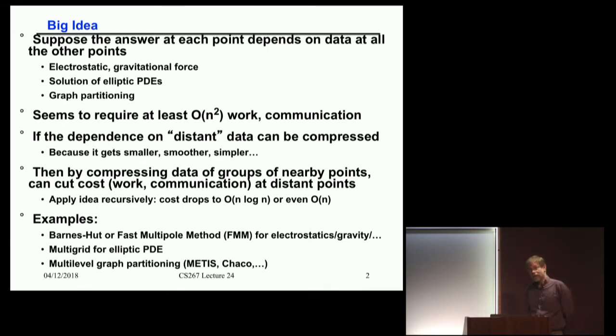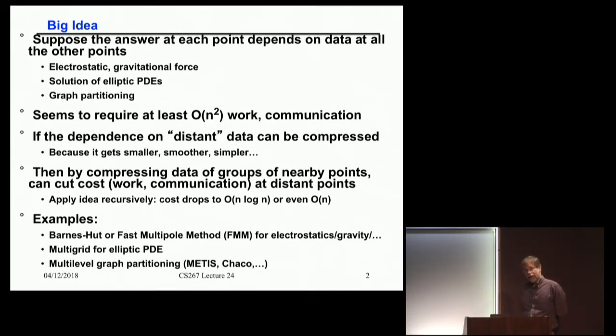Today's problem, as well as several others that we've already considered, have the property that the answer at each point depends on the data at all the other points in the problem. So today, what's a point? It may be a charged particle, which is exerting an electrostatic force on everybody else. And so every particle has to depend on all the other particles to get the right force. It also came up when we were solving elliptic partial differential equations, and we talked about multi-grid. It depended on all the data to find the value at any point. And in graph partitioning, the answer depends on every edge and every vertex. So it seems that no matter what you do for these problems, if everybody depends on everybody, the work is going to be n squared, both measured in work and communication.